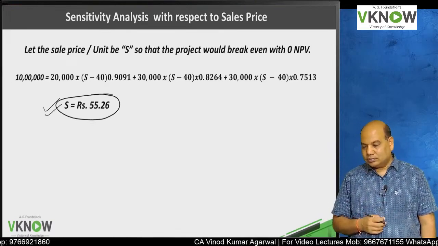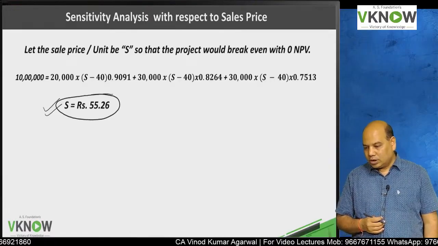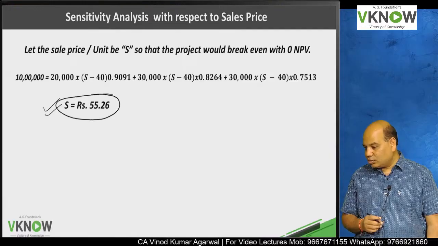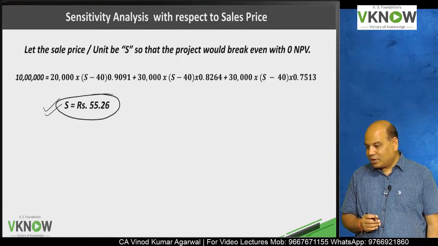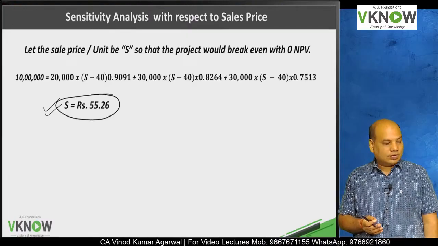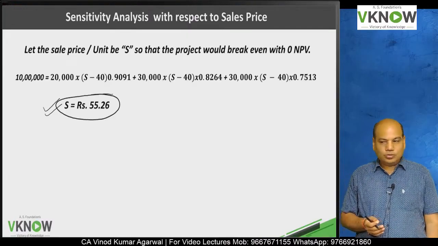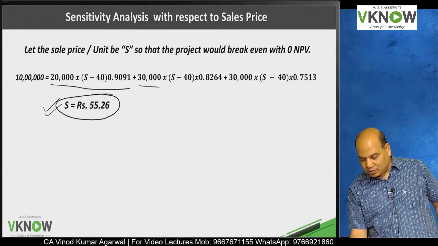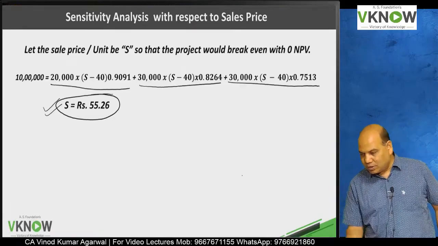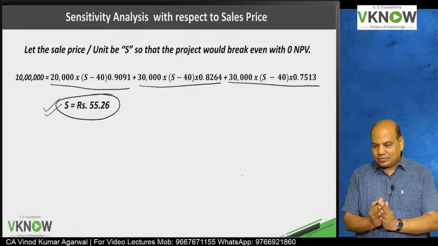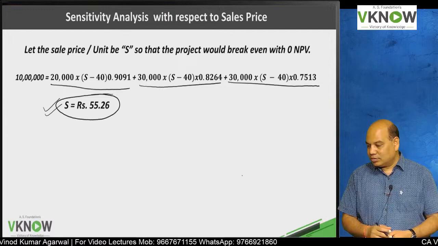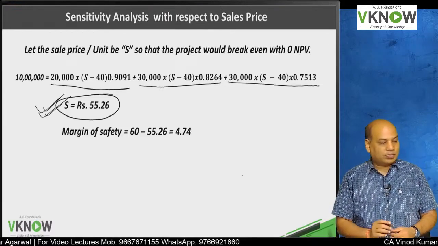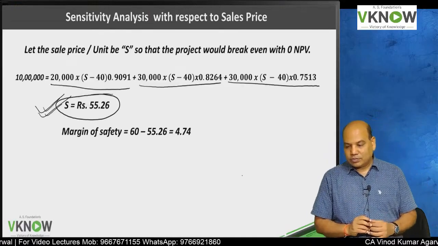Anybody who got the answer? 55.26. Please confirm, because I can't solve the equation here. It is not appropriate at this final level. You have to multiply these three numbers, add them and solve it. Okay. So this is 55.26. Later on you can check as homework if you are still not able to get it.